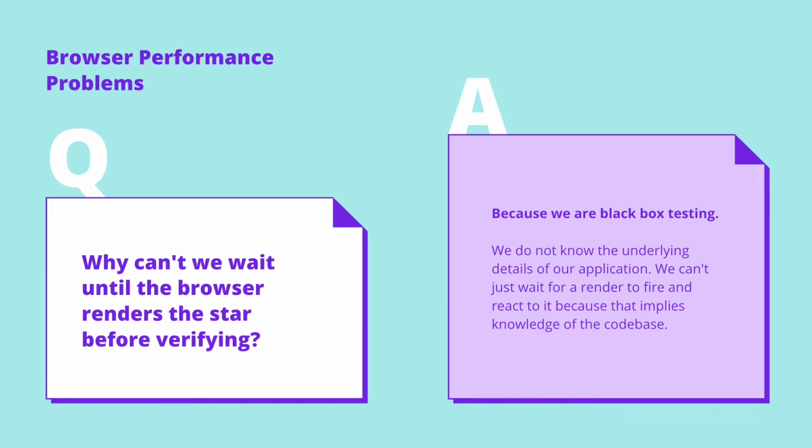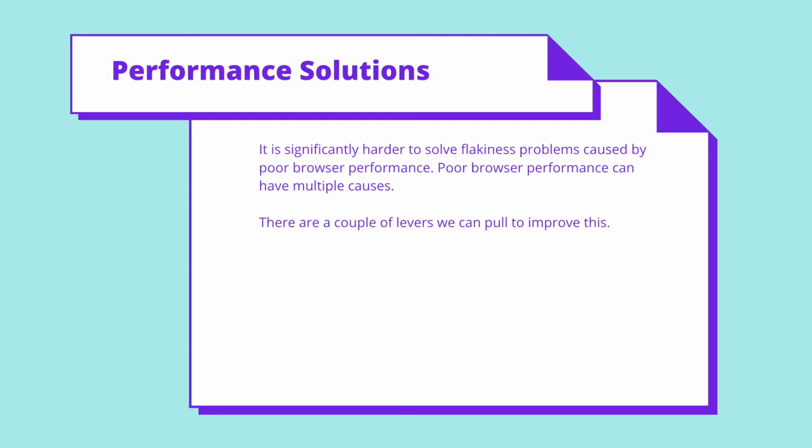So you might ask, why can't we wait until the browser renders the star before verifying it? Well, we're black box testing, so we don't really know what to wait for. Unfortunately for us, browser performance problems are just harder to solve for. They can have multiple causes and multiple solutions for each cause. Here's a few common levers we can pull to improve our performance woes.